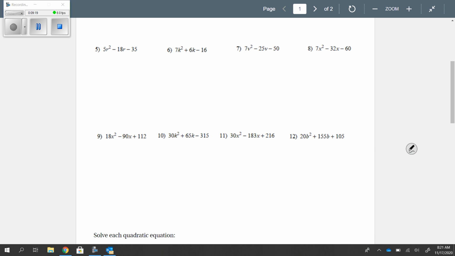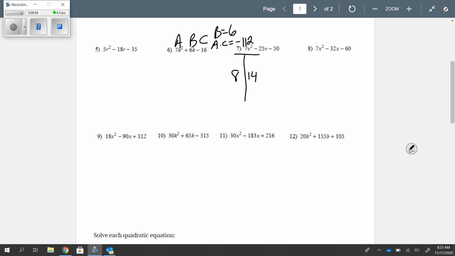Number 6, we have 7k squared plus 6k minus 16. So first, we label A, B, and C. Then we have B, which is 6, A times C, which is negative 7 times 16, which is 112. And again, we find our multiples of negative 112. I'll pause the video real quick so I can find it. And I found it to be 8 and 14. Those two numbers multiplied can get us to 112.